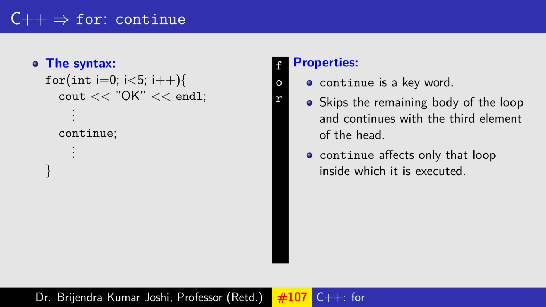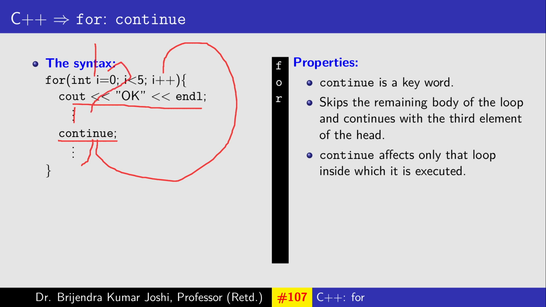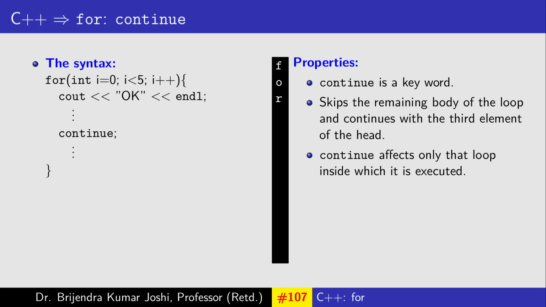Then continue. Now break breaks the loop at that point. Here, it keeps on executing the statements of the body of the loop, and as soon as continue is encountered, as soon as continue is executed, it skips the remaining statements of the body and continues with the third element of the head. So you entered here, initialized here, tested, entered, and if continue is executed, you skip the remaining statements which are written after continue, and it enters the third element, the head of the for loop, and continues with the third element, that is the increment statement in this case.